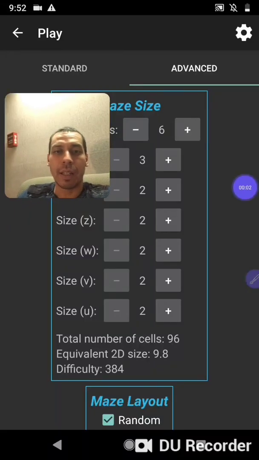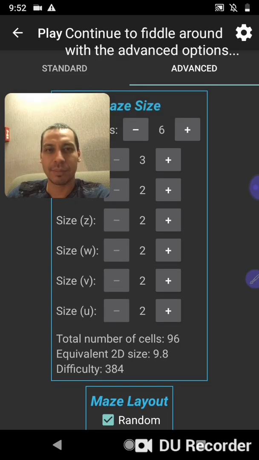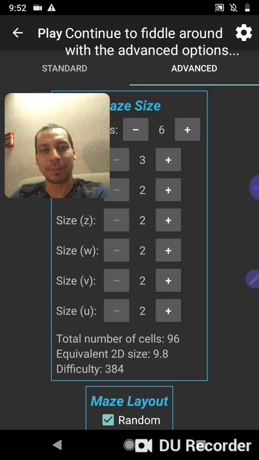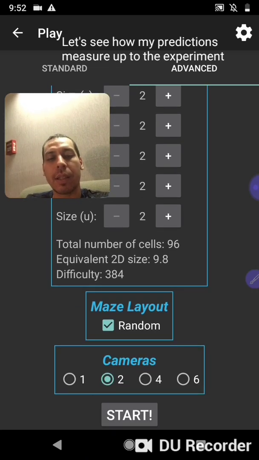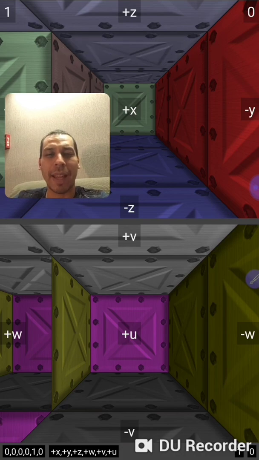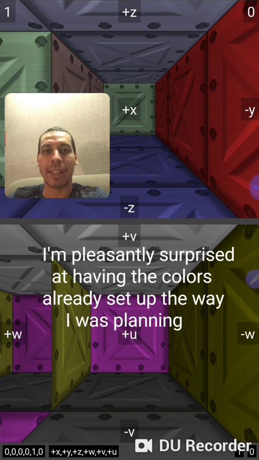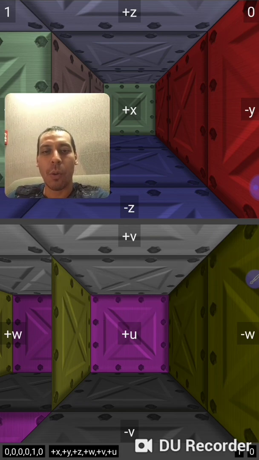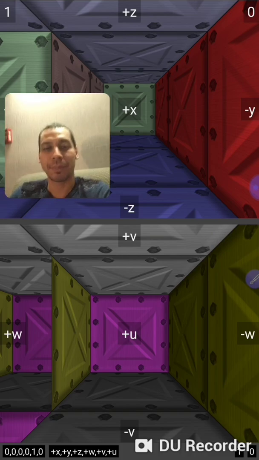The idea that I had is to do six dimensions with only two cameras. And what I consider interesting about this is that each camera has its own colors, like that. So every time you move in one camera, whether it's the top screen or the bottom screen, the other screen will be completely different. Let's take a look.